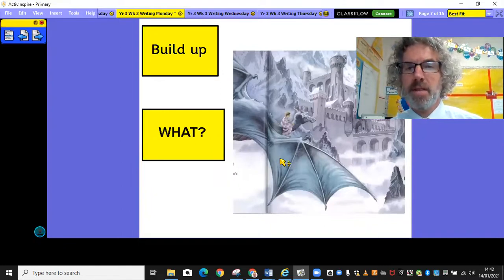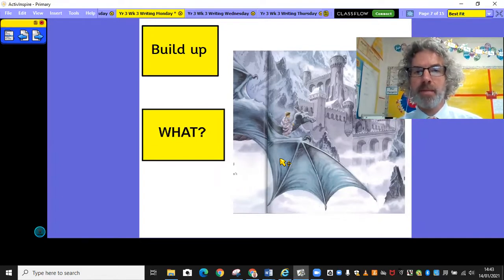Then we have the build-up. What happens? Well, George climbs onto the dragon's back and flies him to a mysterious castle. We don't know what the problem is yet. We just know that George is being taken by the dragon for some reason.